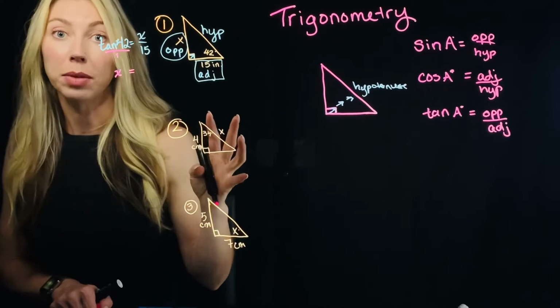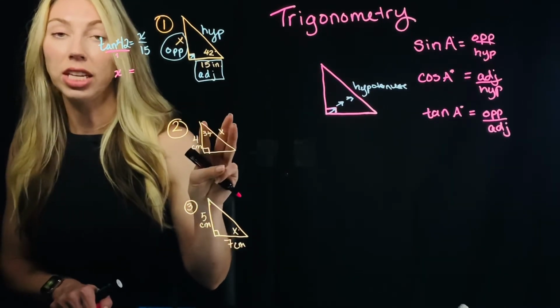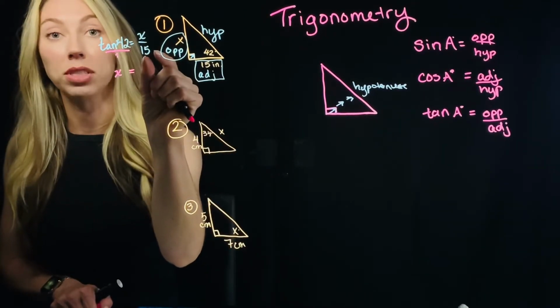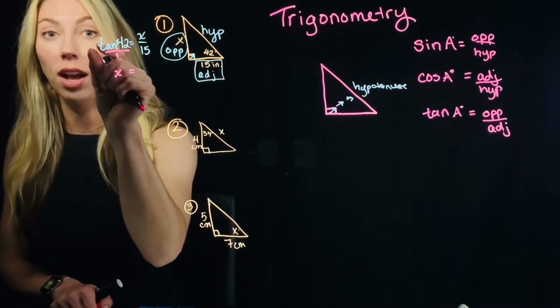The way you want to multiply things with sine, cosine, tangent is you just want to put the thing that you're multiplying with them in front of the letters.